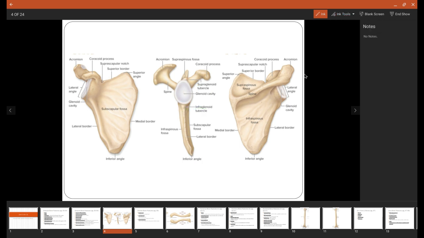Now looking at our last view right here, you'll notice we don't see the spine of the scapula. Here is our glenoid cavity indicating here's our lateral side. So this is the anterior view of our scapula. And we still see all those same features. Subscapular fossa will be the only new feature from this view, and it's just going to be the shallow depression on the front of the scapula.